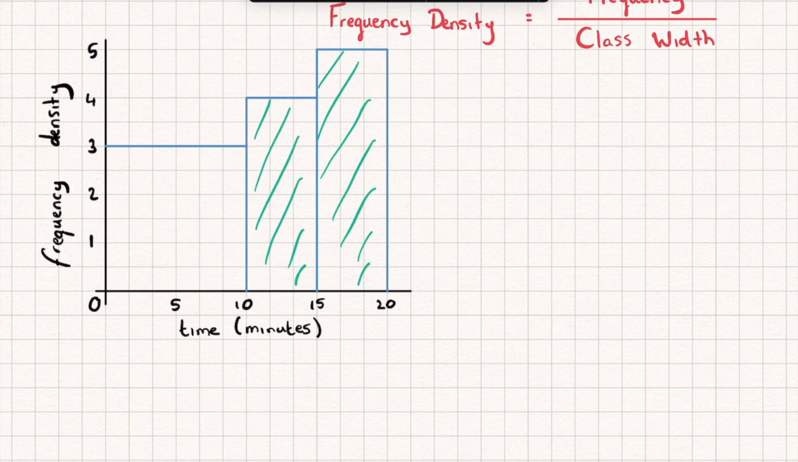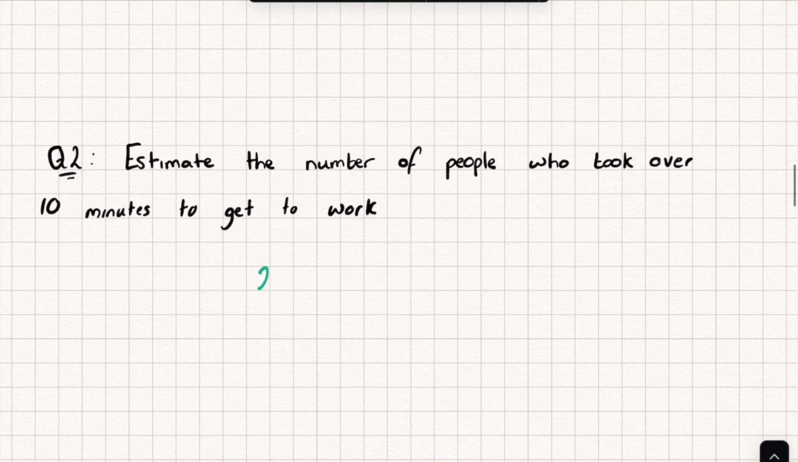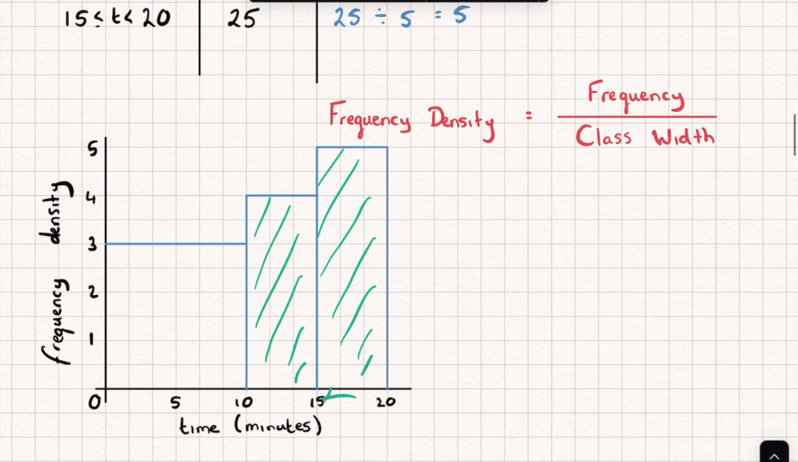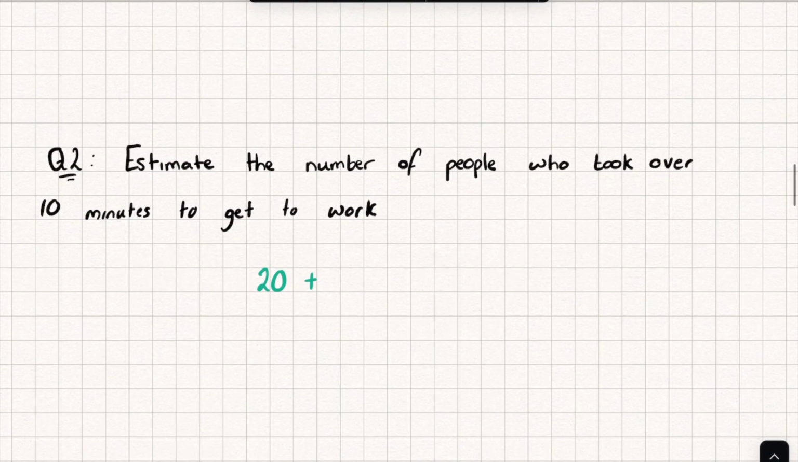So let's find the area of the first bar. Well, it's got a class width of 5, okay, and I'm multiplying that by the frequency density, which is 4. So I'm just doing 5 multiplied by 4, which is 20. So that's for the first bar, plus the area of the second bar, which is again 5, but this time multiplied by the frequency density, which is 5. So it's just 5 multiplied by 5, which is 25. So 20 plus 25 equals 45.